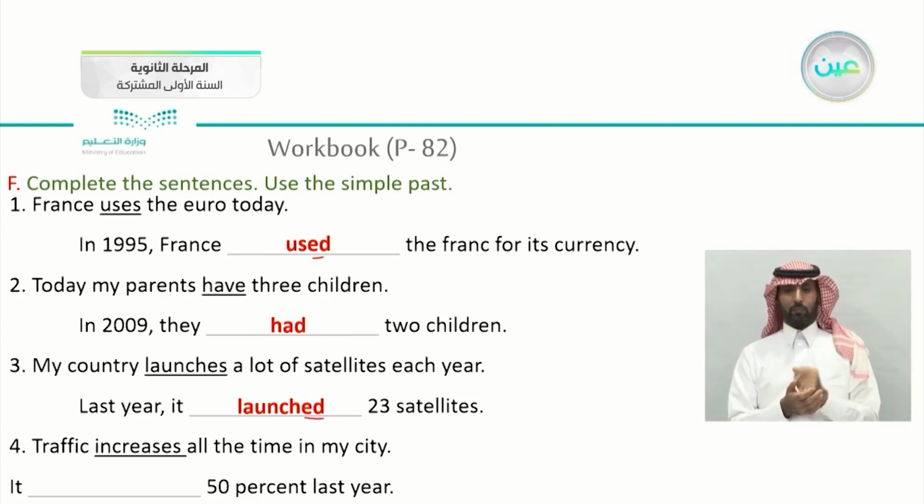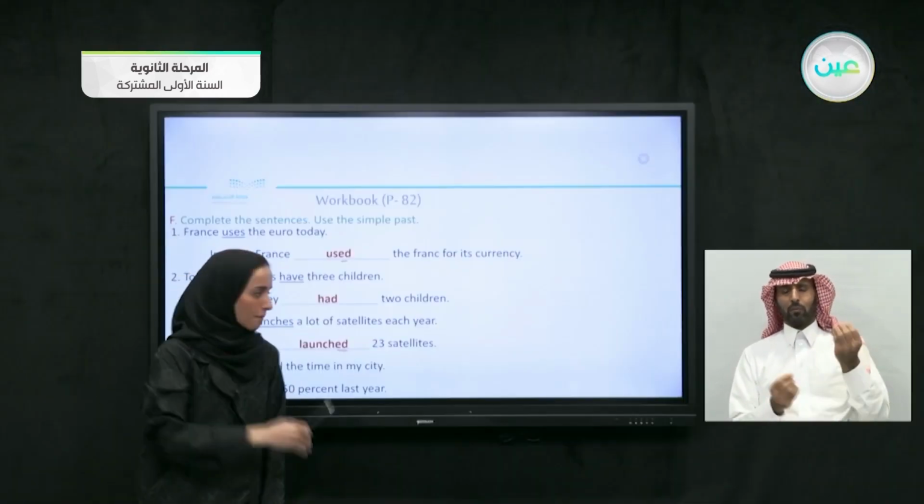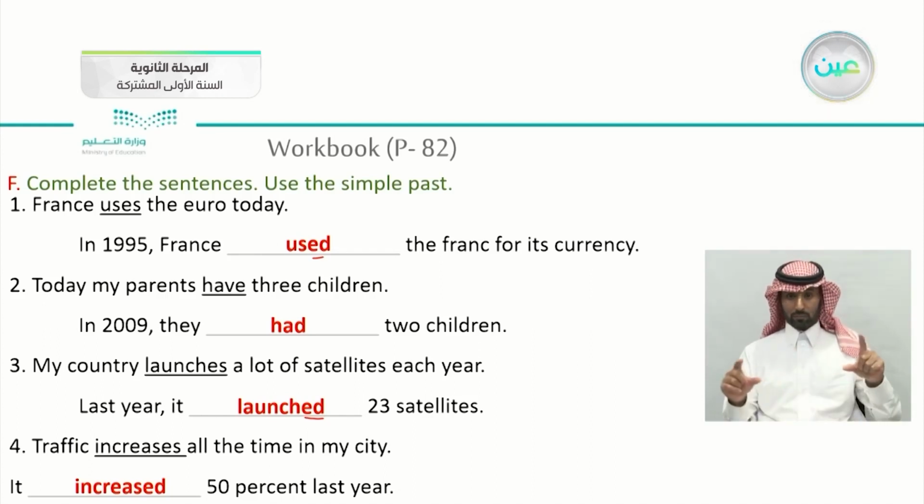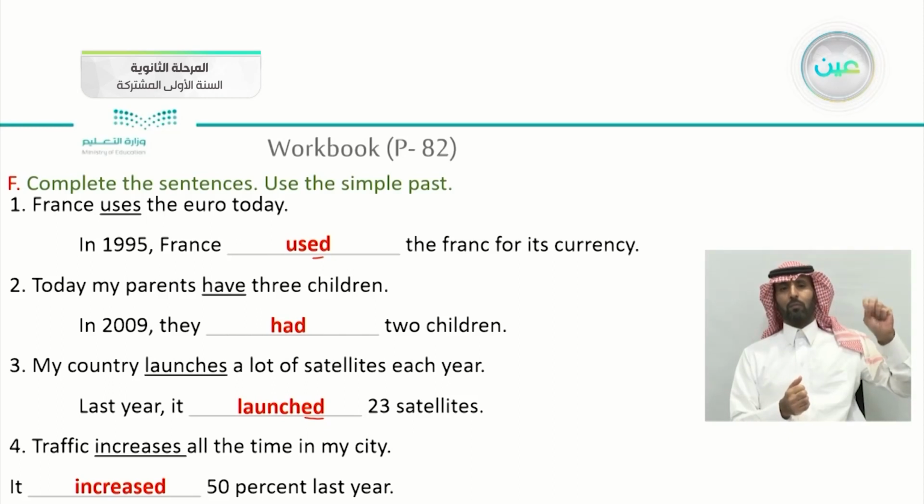Traffic increases all the time in my city. Every year, it increases again and again. We're having accelerating more and more. How about it 50% last year? Just last year, we're having increased. It increased more and more, 50%. So to form a verb in the past tense, simple past tense, just use the verb number 2, which is usually the ed form of the verb.